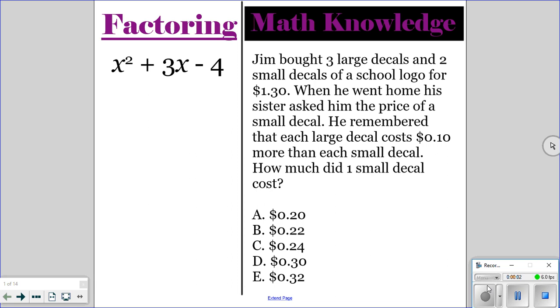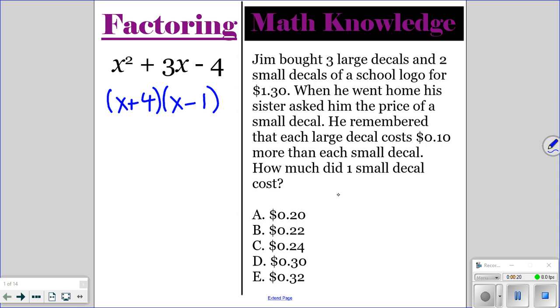Alright, so y'all go ahead and do the factoring and the math knowledge question for today. Pause the video, and then once everyone is finished, you can unpause the video, and I'll go over the correct answers. So for the factoring, you should have x plus 4 times x minus 1.